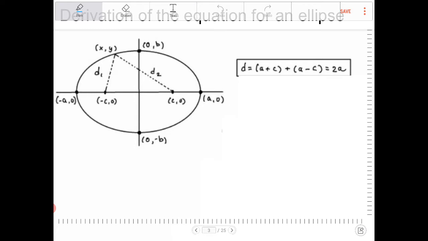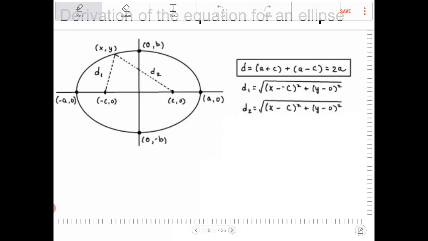Now this is the rule that defines the geometry of the ellipse, and this is how we are going to generate the equation of the ellipse. Based on this, I'm going to write out the distance d1 and the distance d2 for any point on the ellipse. The distance d1 is the square root of (x minus negative c) squared plus (y minus 0) squared. This is the distance between x, y and negative c, 0. I will do the same to find d2, the distance from point x, y to c, 0. The sum of these two will equal 2a.